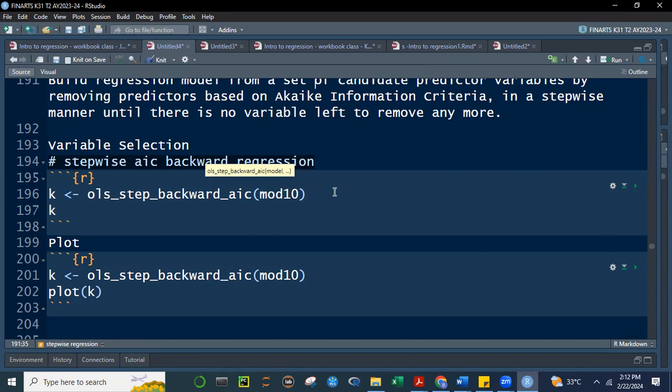So which means that ang magiging decision class is magtatanggal siya ng variable class kung pagtanggal niya, bababa yung AIC. Okay, it will make its decision based on AIC. Sige, so let's create this object called k, and we're using this function ols_step_backward_aic, and then yung model 10 kanina, yung we're regressing all the variables. Okay, and then let's print this.